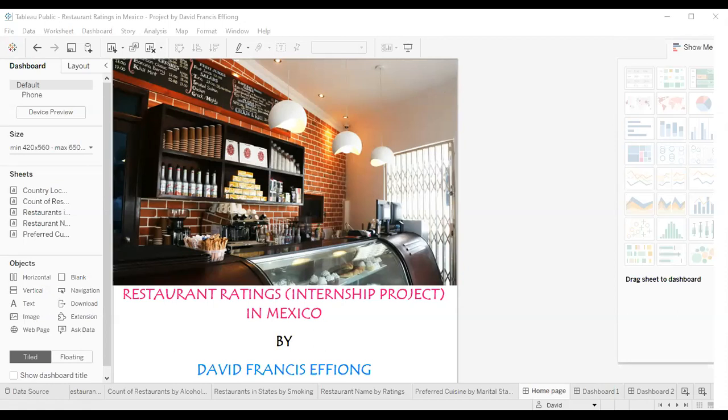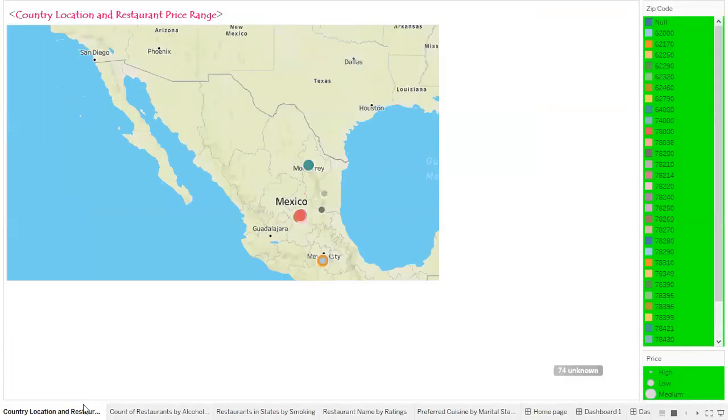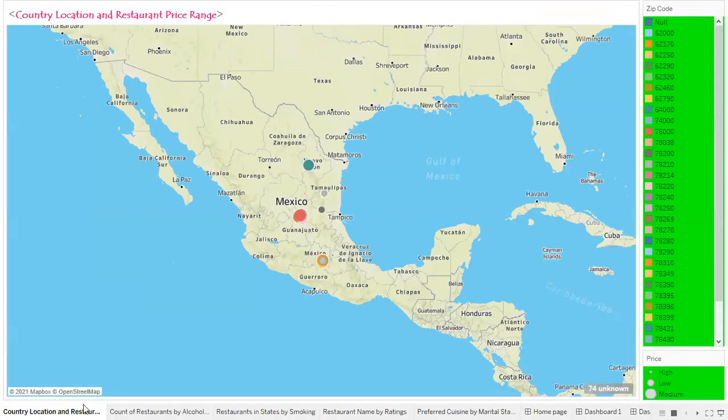So this data is really amazing, and I'm going to take you all through how I was able to achieve my visualization to this point in time. The first thing I did was to look at Mexico as a country. We know that Mexico is the third largest country in Latin America after Brazil and Argentina.